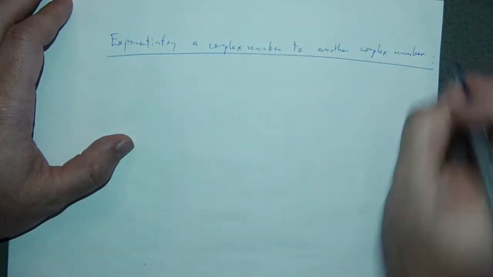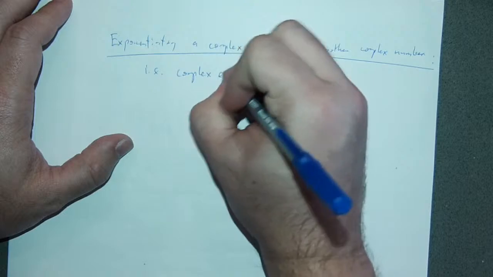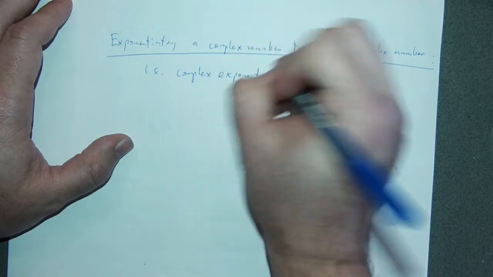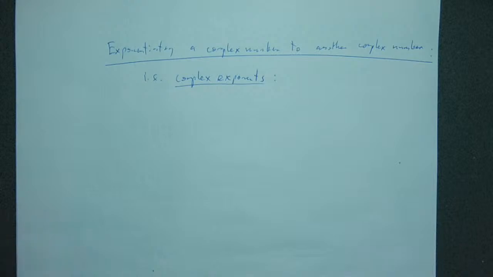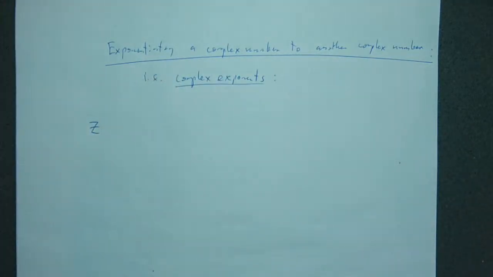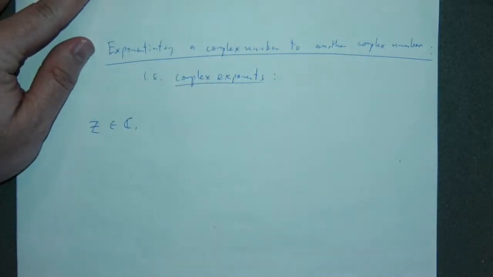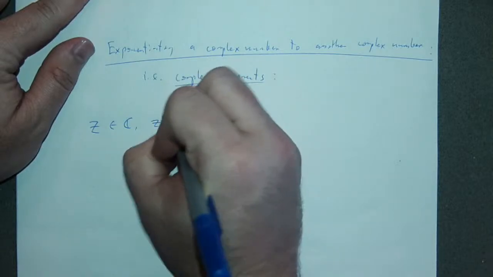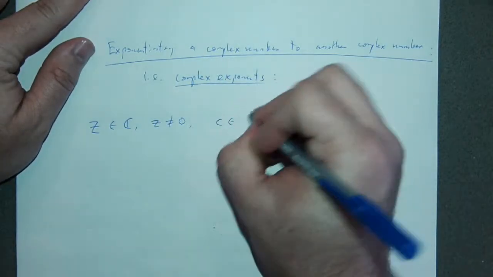Or complex exponents. So the idea here is the following. What if I have a complex number z? Let z be a complex number, z not equal to 0, and let c also be a complex number.